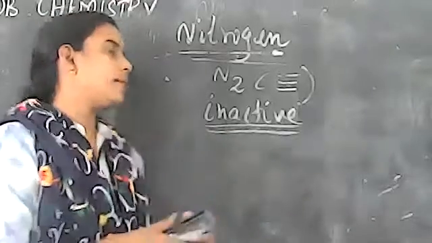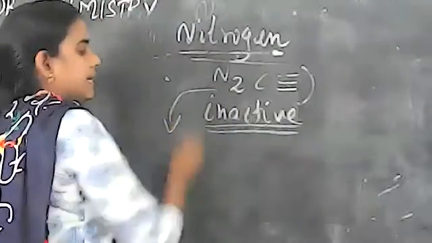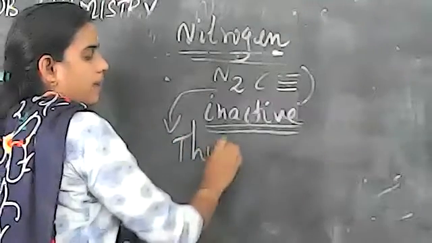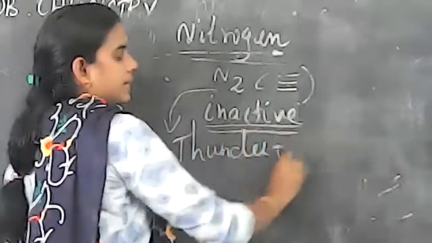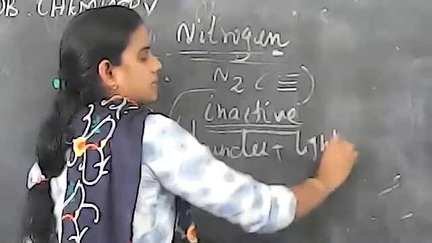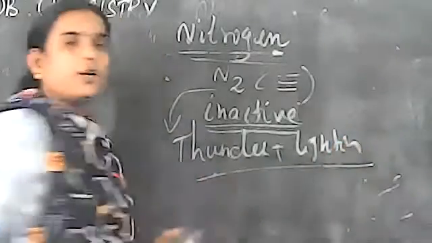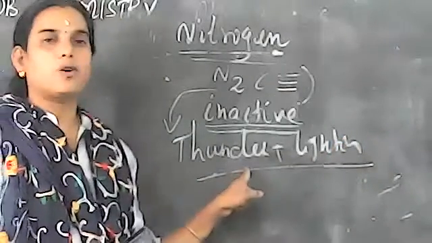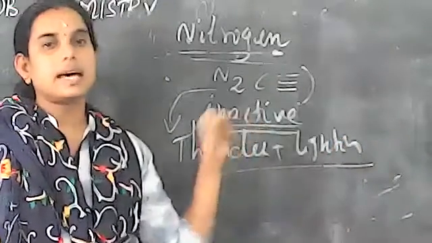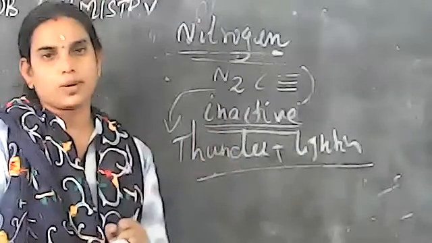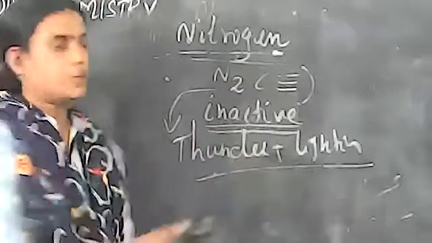So the main process is thunder and lightning. You know that thunder and lightning process, isn't it? Due to this thunder and lightning process, the nitrogen is made available to be absorbed by plants. Let me see what happens during this process.